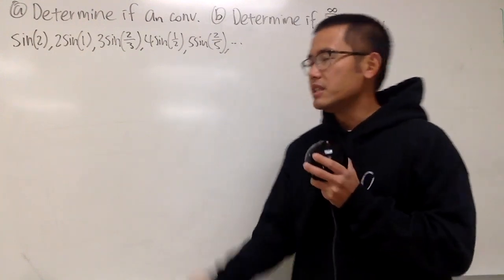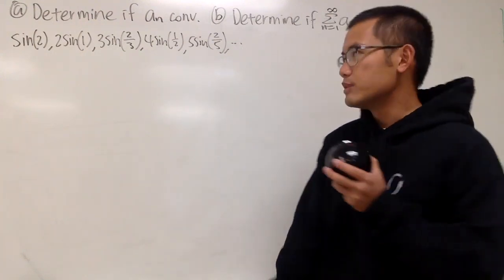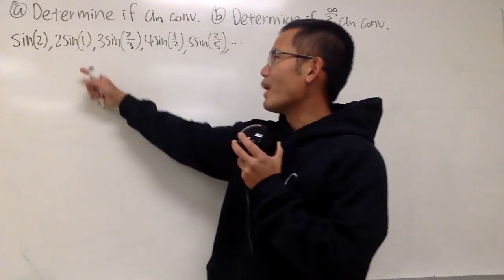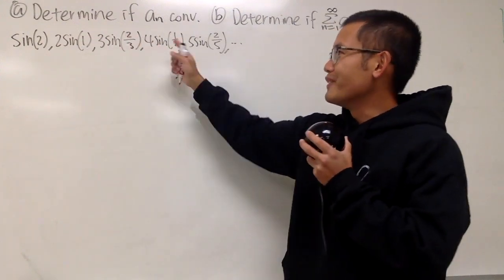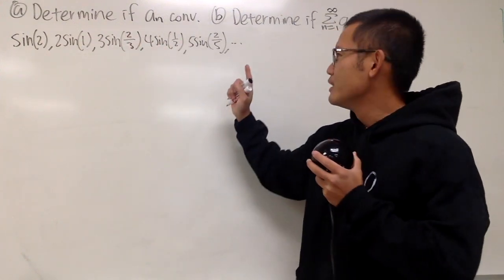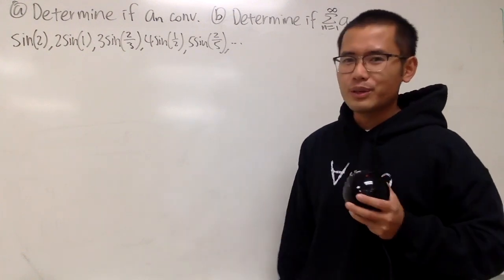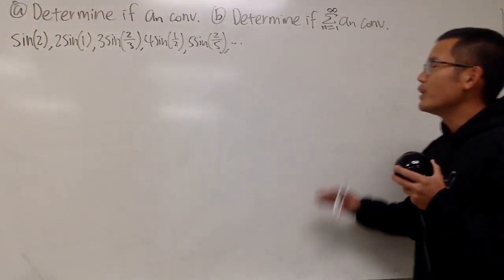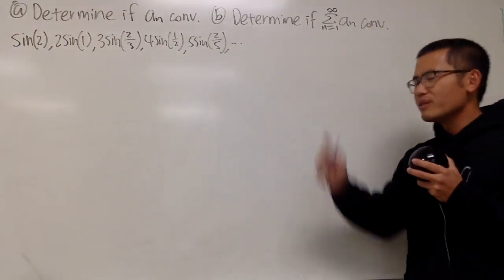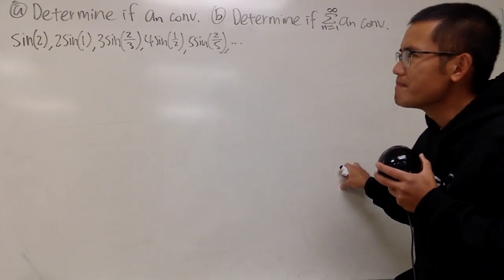Okay, in this video, we're going to see if an converges or not. As we can see, we have sine 2, 2 sine 1, 3 sine 2 over 3, and then 4 sine 1/2, and then 5 sine of 2 over 5. And of course, these are all fractions. We will also see if the series of that will converge or not.